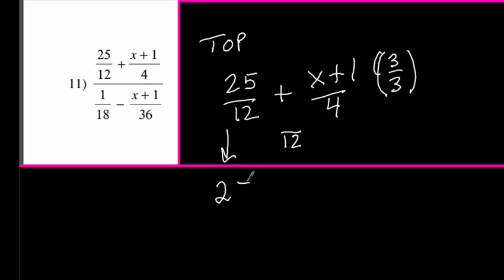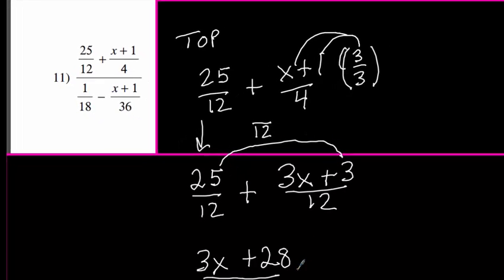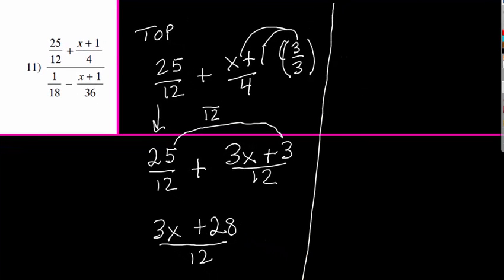So what would that give me then for the top? I have 25 over 12 plus, and now I got to distribute the 3, so that would give me 3x plus 3 over 12. So that is just the top. So the top part would become, when I add those together, 3x, and then 25 plus 3 would give me 28 over 12, because we just added the 25 and the 3. Okay, so that's just the top. Let's look at the bottom now and see what happens to the bottom.